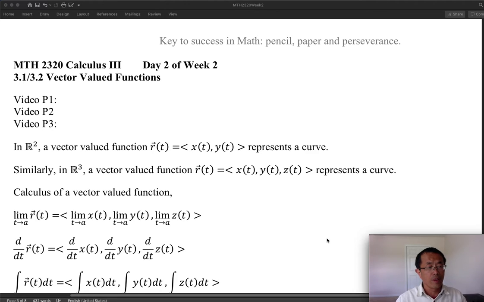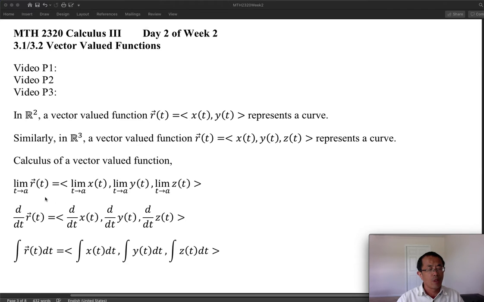Back to Calculus 3. We are still in chapter 3, sections 3.1 and 3.2, vector valued functions. We were talking about the calculus of a vector valued function. Simply put, the limit of a vector valued function is the limit of the components. The derivative of a vector valued function is the derivative of the components. Same for the integral: the integral of a vector valued function is the integral of the corresponding components.